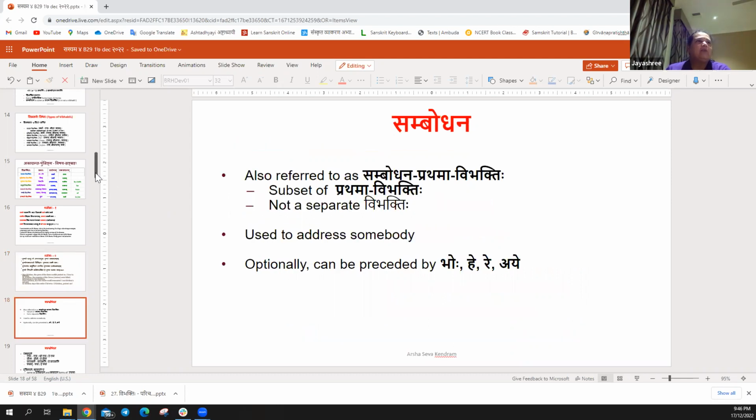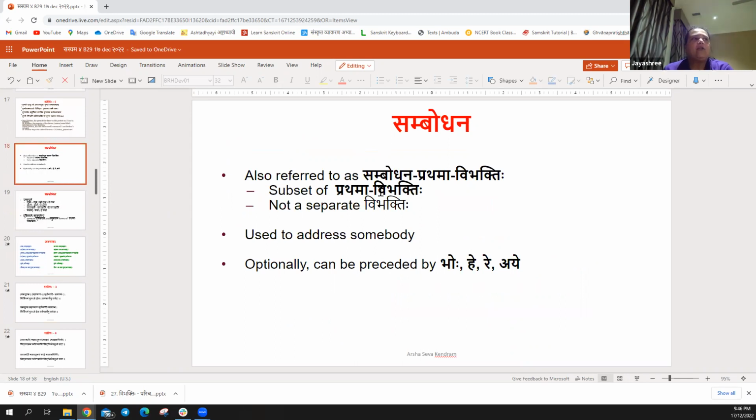All right. Sambodhana. Sambodhana is also referred to as Sambodhana Prathama Vibhakti. Some people say that. They don't just say Sambodhana. It's a subset of Prathama Vibhakti and it's not a separate Vibhakti. It's used to address somebody, like what we say, Bho Rama, Hey Krishna. It can be preceded by Bhoho. We can just say Bhoho for anybody. We don't have to say Hey Rama. If somebody is in front of us, we can just call them Bhoho. It's like saying hey.